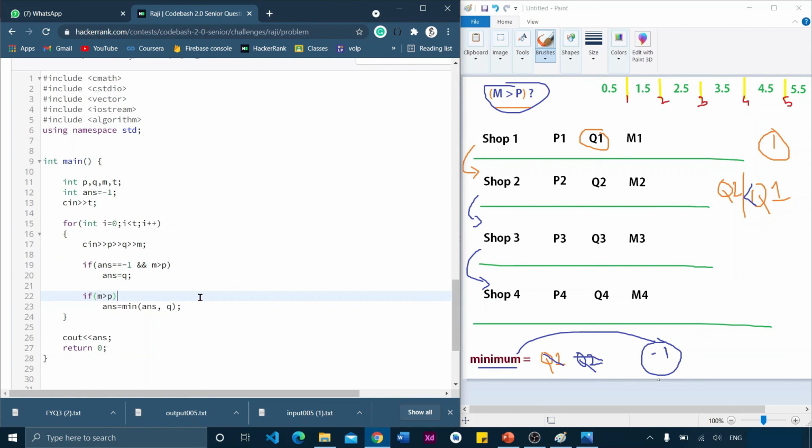Now for the next iterations, I just have to check the values of M and P for the next shops and keep the minimum between the two variables, that is Q1 and Q2, as shown here. We'll choose the minimum between the previous value of answer and the new value of Q. And after all the iterations are done, we'll print the value of answer.